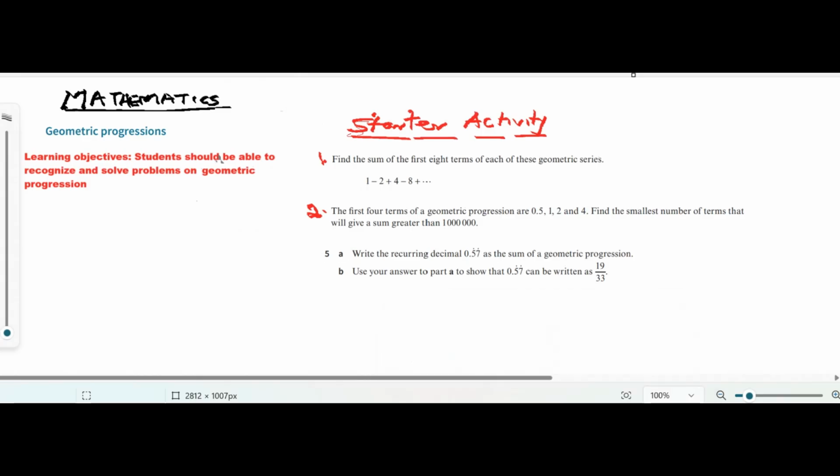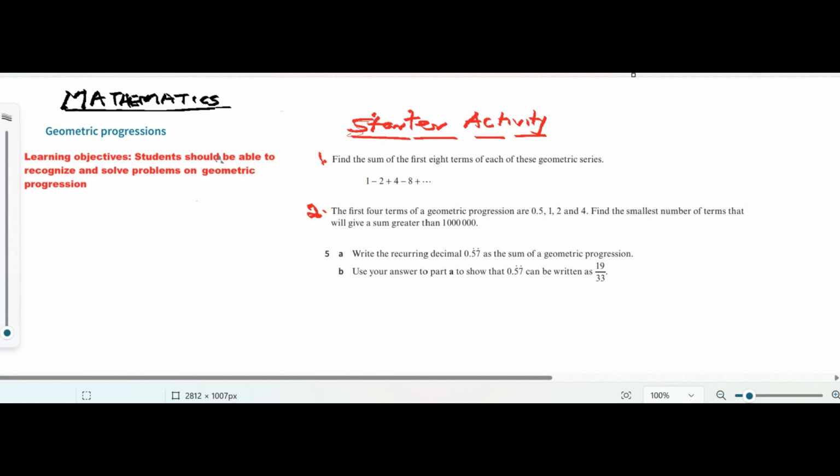Okay, let's continue with today's class. We're talking about geometric progression. At the end of this episode, students should be able to recognize and solve problems on geometric progression. Before we kickstart the class, give this class activity a shot, and when you are ready to see the answer, please play the video. You can pause the video now.